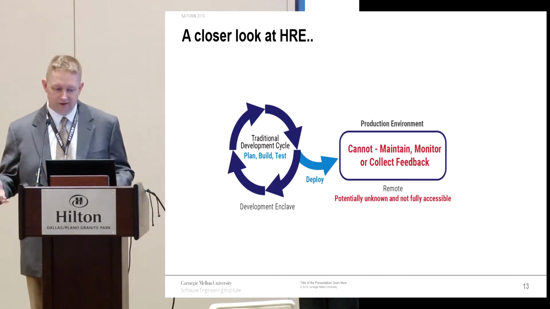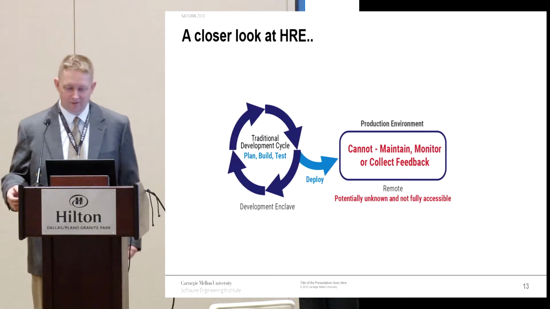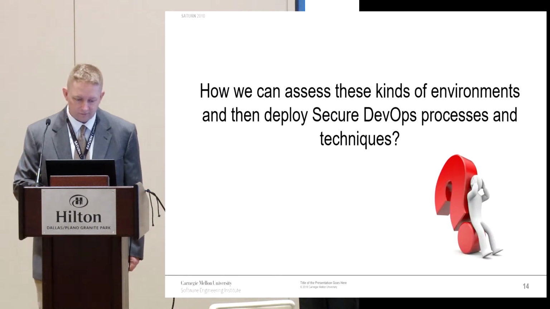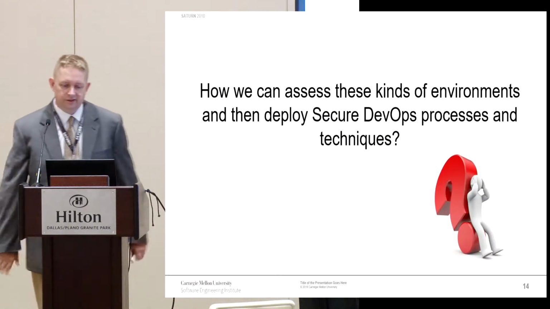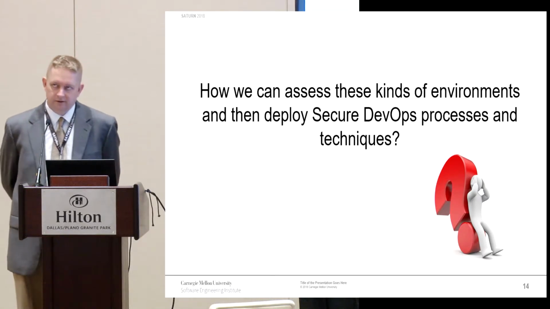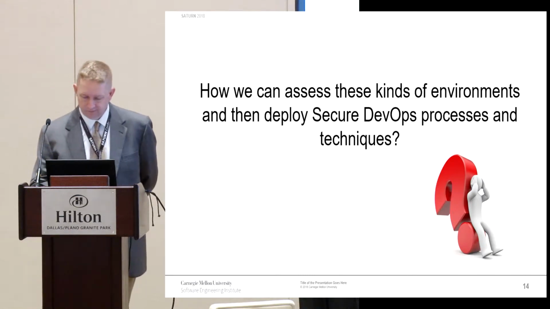Deployment, what does that mean, right? If you have an air-gapped network, to automatically deploy something, it's probably not happening. So you have to figure out ways to make these different environments work with HRE. So how can we do an assessment in these types of environments and engage them in secure DevOps processes?